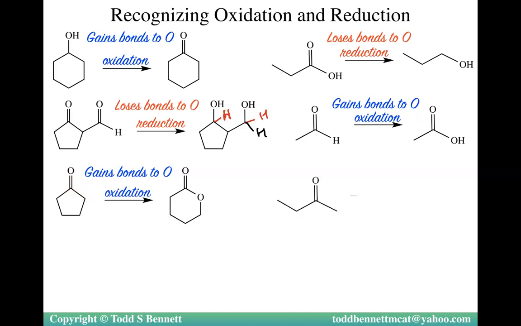Oxidation. This ketone with two bonds to O turns into a secondary alcohol with one bond to O. It has gained a bond to H and lost a bond to O. It has been reduced.